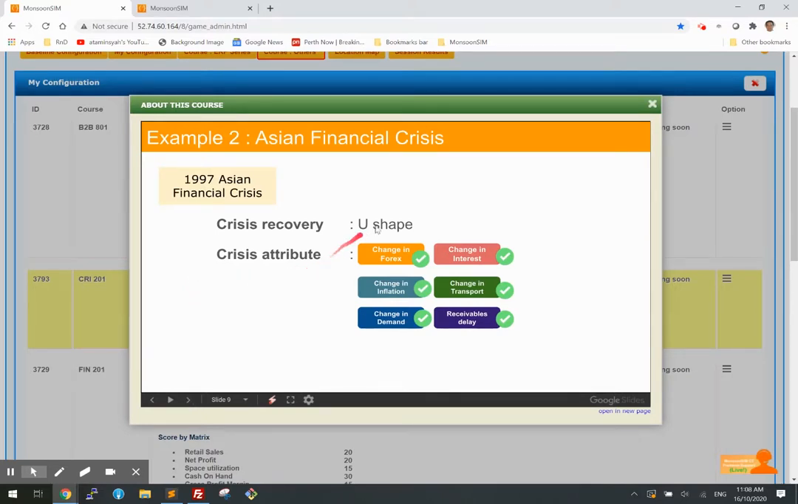Then there is my personal favorite, which is the 1997 Asian financial crisis. And I've set it as a U-shape, although some may say that it's an L-shape. In this crisis, all of these are affected: Forex, inflation, change in demand, change in interest rate, change in transportation, and change in receivable delays.